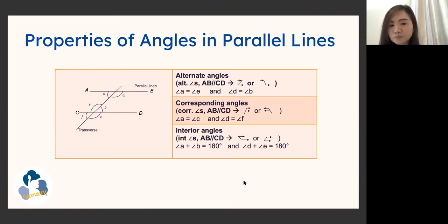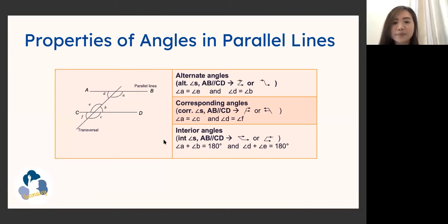Interior angles add up to 180. They are not equal, by the way. They add up to 180. So sometimes we can say that they are supplementary. When angles add up to 180, we say they are supplementary. Yes, I'm going to go through polygons later also. This is a revision, or angles revision. So interior angles are on the same side of the transversal and between the parallel lines. For example, A and B, D and E.